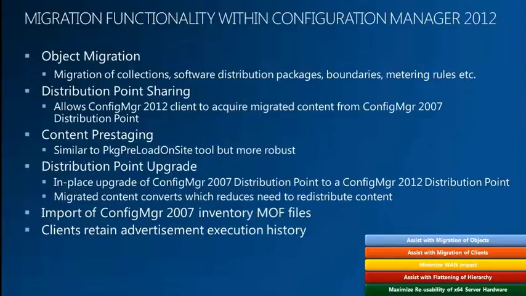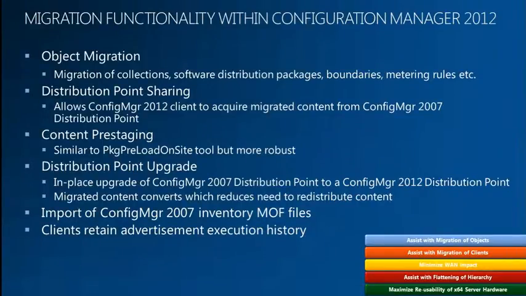And then content pre-staging. DC yesterday covered a little bit about content pre-staging, so I won't go into too much detail. Distribution point upgrade: the ability to do an in-place upgrade of a 2007 distribution point to a 2012 distribution point while preserving the migrated content on there. That's what I'm going to be hitting on quite a bit. Import of 2007 inventory MOF file. DC covered that and showed a little demo of it.